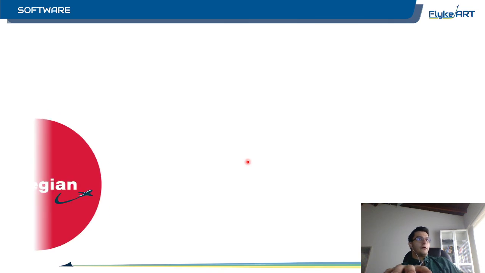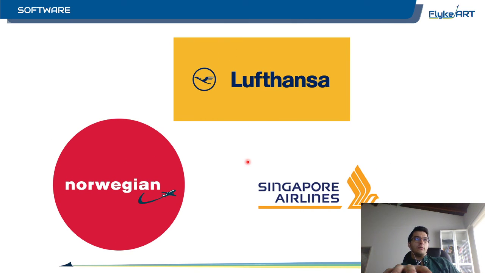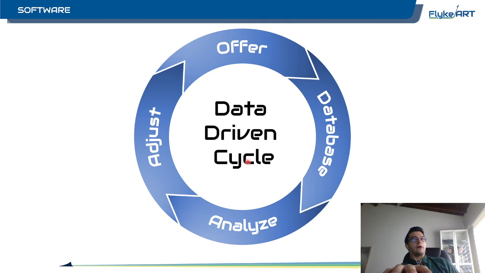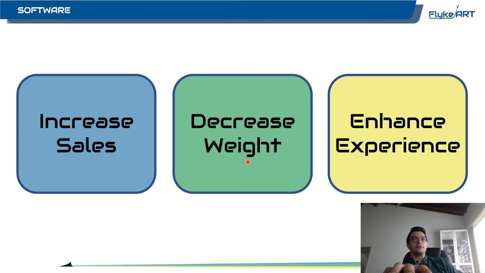Our software was inspired by looking at what other airlines like Lufthansa, Norwegian, and Singapore are doing, and they're using software to sell products on board. But our software is different because we use something called a data-driven cycle. What we do is create an offer, store that in a database, analyze it, and adjust our data to then create a new offer that's better for passengers. So this is a constant iteration loop.